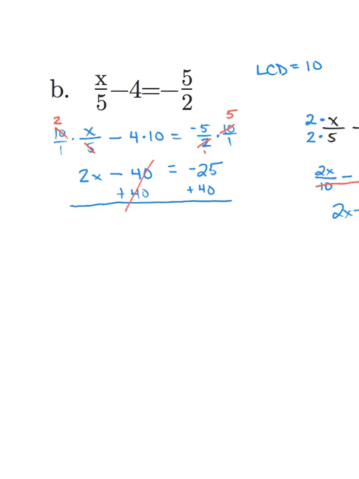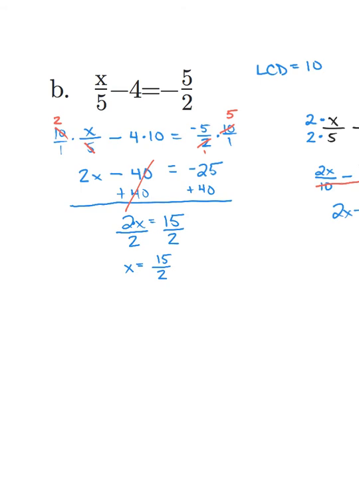My 40s cancel out. That leaves me with 2x equals 15. Since we have different signs, we want to subtract and keep the sign of the larger number. And finally, in order to get x by itself, we want to divide by 2. Here we have 2 times x. The opposite of 2 times a number is dividing by 2. And so we get x equals 15 over 2.